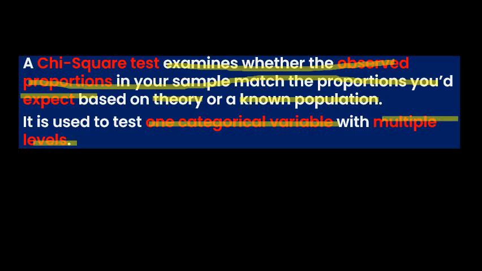For example, a categorical variable might be soda preference. Multiple levels would be Coke, Pepsi, Mountain Dew, Dr Pepper, Barq's root beer, whatever. So you're basically asking the question, does the pattern in your data fit what we would expect to see?